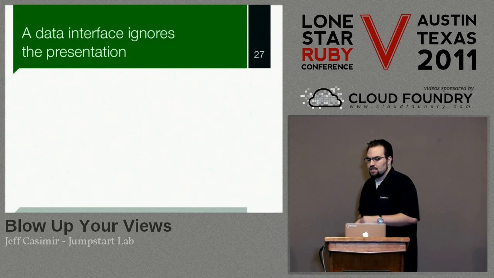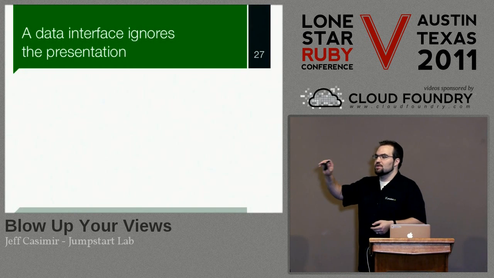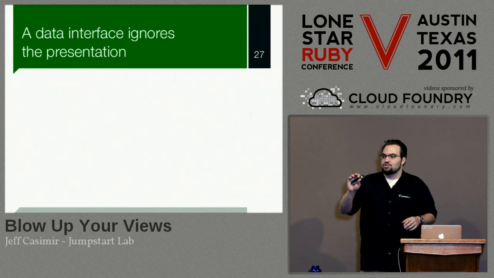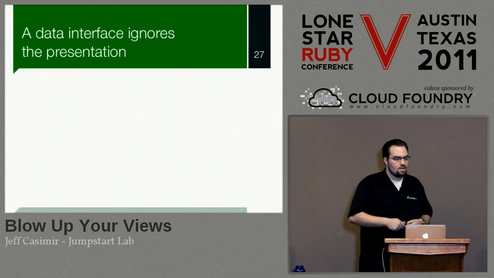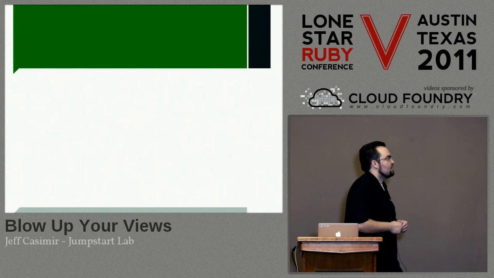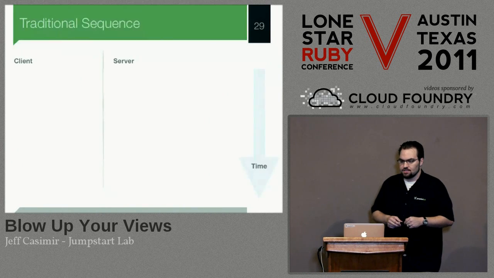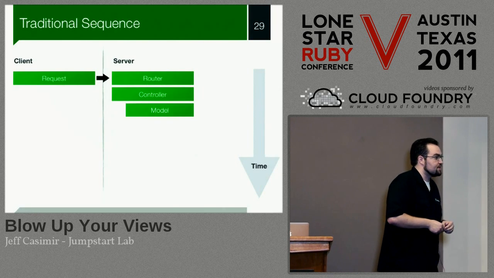Controllers maybe shouldn't care about their output format. Maybe controllers should put out the same data. We could get rid of this respond to and respond with and all that stuff, and just provide the same data all the time. We could treat those view templates like just normal API customers. So here's a traditional request response sequence.